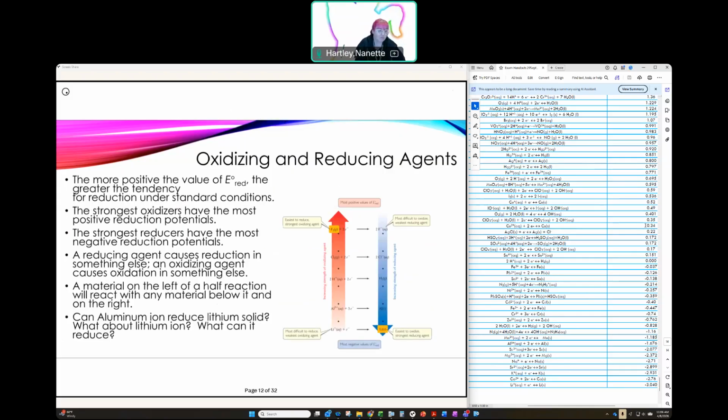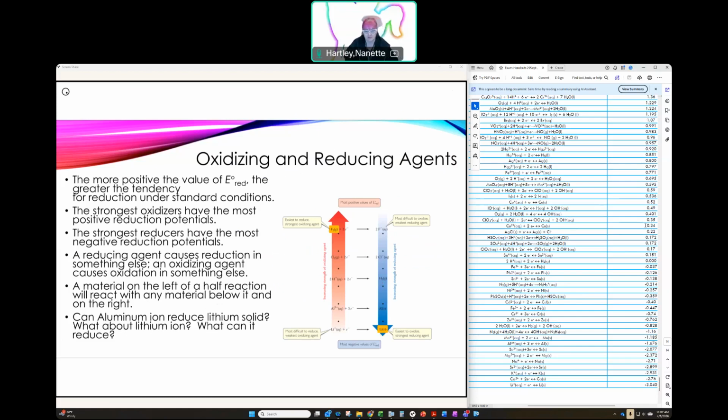So again, the more positive the value of E naught reduction, the greater the tendency for reduction under standard conditions. So the strongest oxidizers have the most positive reduction potentials. If they want to be reduced, they cause oxidation in other things more. The strongest reducers have the most negative reduction potential, so they're down here. A reducing agent causes reduction in something else. An oxidizing agent causes oxidation in something else. A material on the left of a half reaction will react with any material below it and on the right.